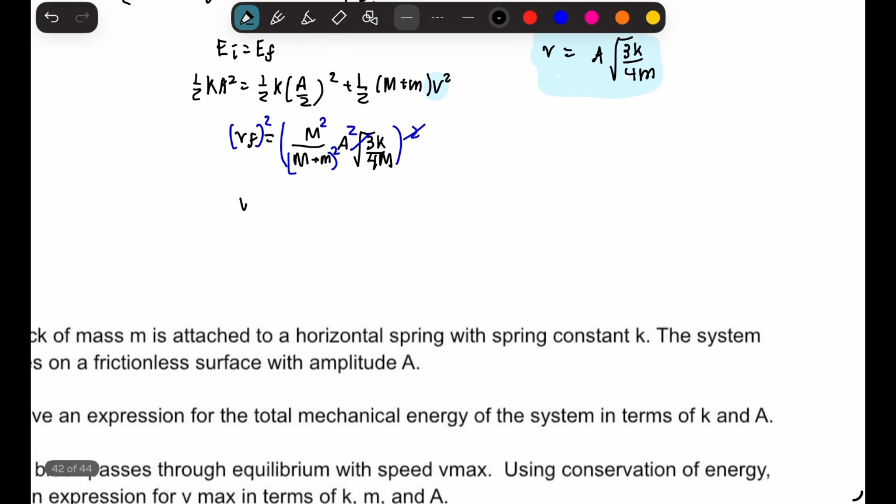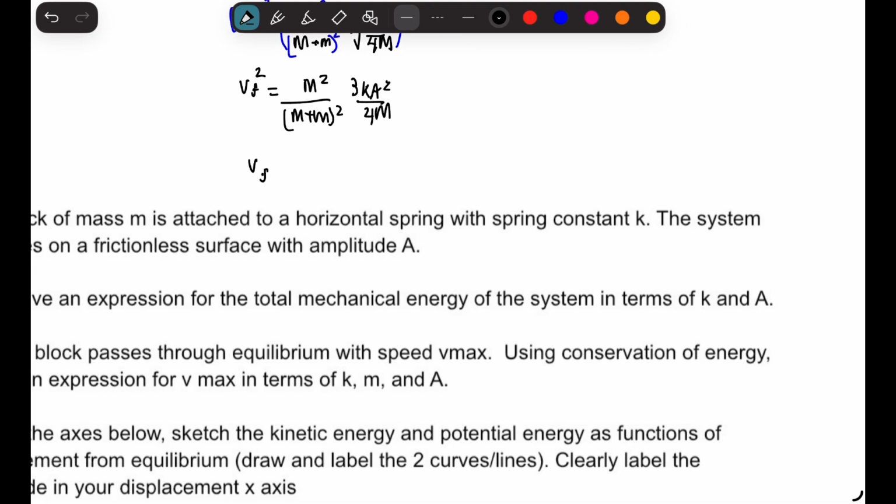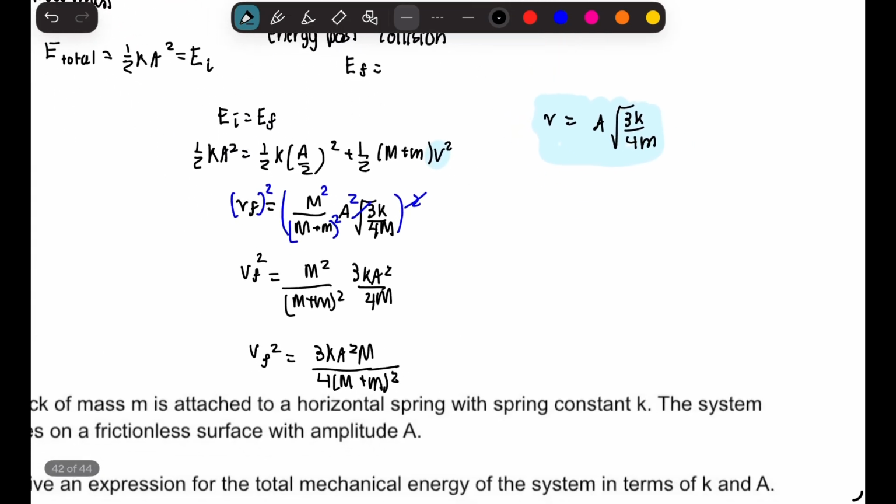So now this is going to look like this. v_F squared is equal to m squared over (M plus m) squared times 3kA squared over 4m. So finally that's going to look like this. v_F squared is equal to 3kA squared m over 4(M plus m) squared. And after this, now you're just going to take this and substitute it into your energy equation.